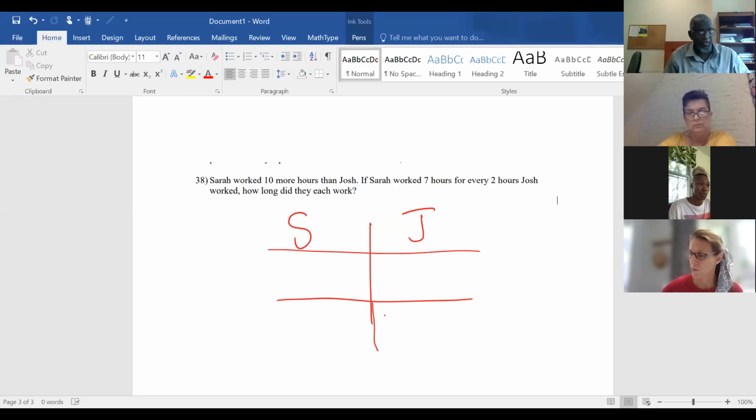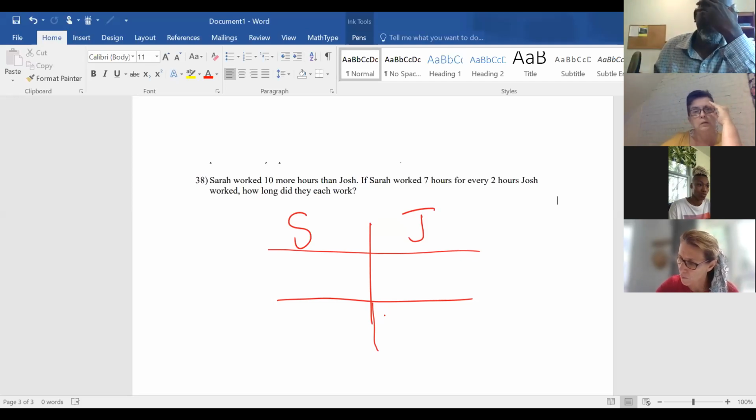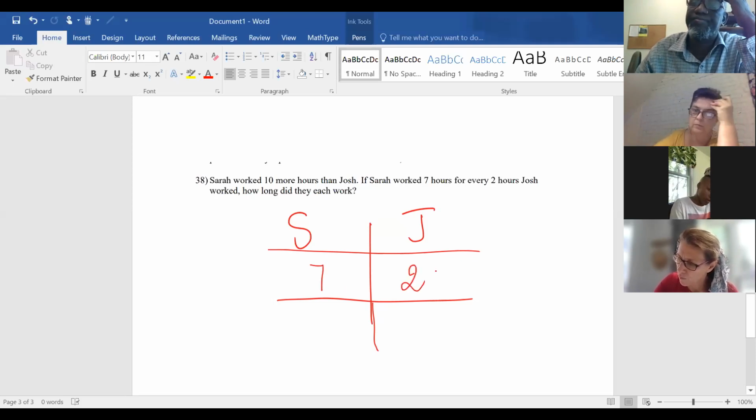All right. You see, you have to involve variables, right? Okay. The first row is clear. That is clear, the first row. Sarah works 7 hours for every 2 hours Josh works, right? That is clear.